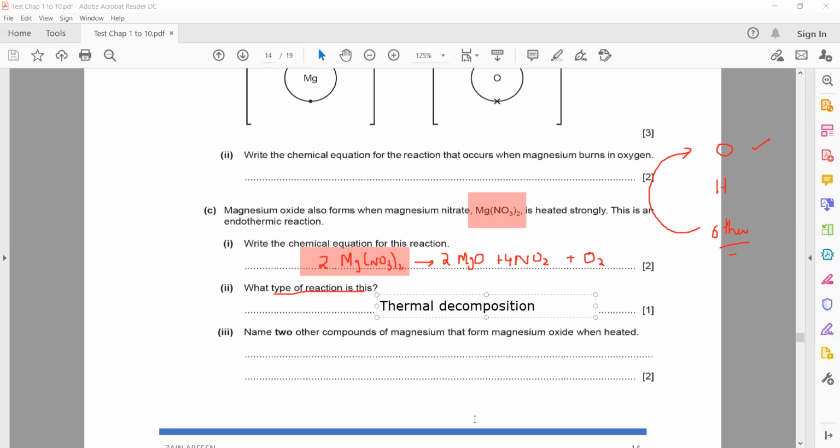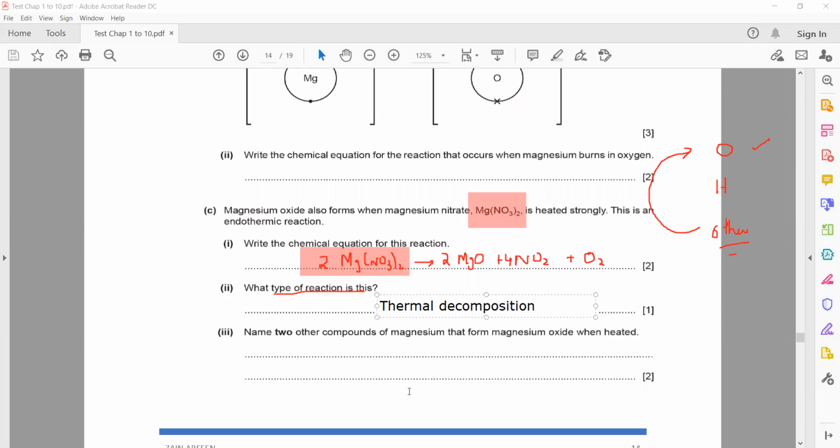So what to write here? Thermal decomposition or endothermic reaction? Thermal decomposition. Type of reaction, thermal decomposition. All right. And what I am saying, thermal decompositions are always endothermic reactions. They always absorb energy. But he asked what type of reaction.